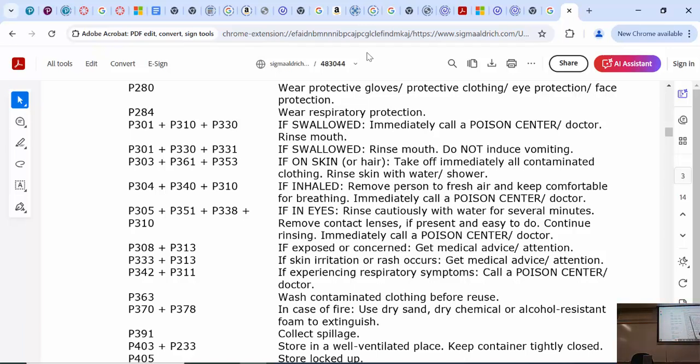You want to wear protective equipment. Wear respiratory protection in case you create a dust cloud. That's why I'm going to move it into the hood. Use gloves. If swallowed, immediately call the poison center. If swallowed, rinse mouth. Do not induce vomiting. If on skin or hair, take off immediately all contaminated clothing. Rinse skin with water, shower.